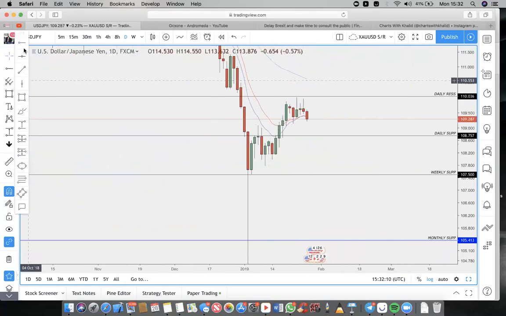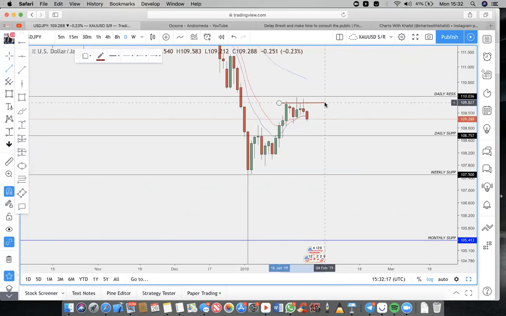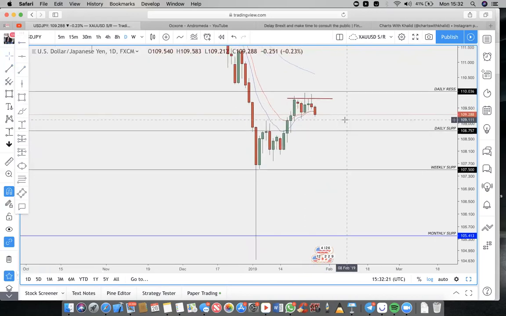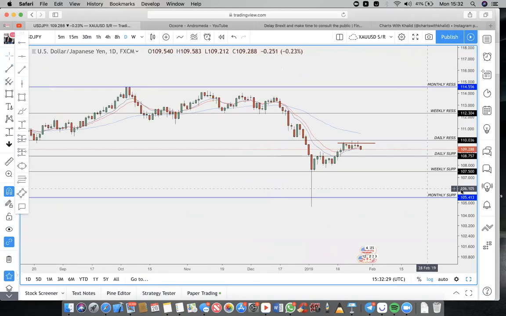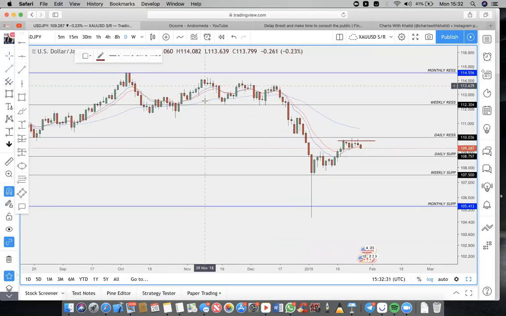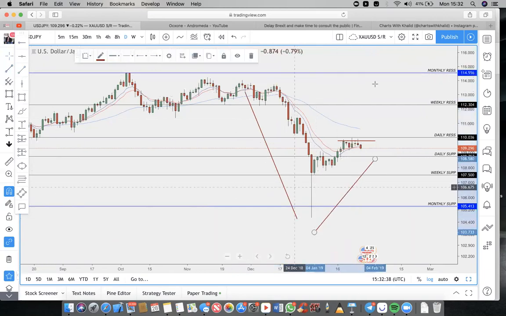We can see here that price failing to close above this area here. You can see that 1, 2, 3, 4, 5. You can say 5 rejections off that area. So potentially we're looking for a sell-off on UJ. We've had this big impulse downwards. See that big impulse? We've got a correction up here, and probably looking for another tap of this monthly support of 105.413.